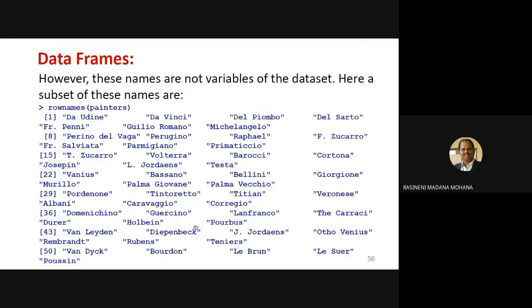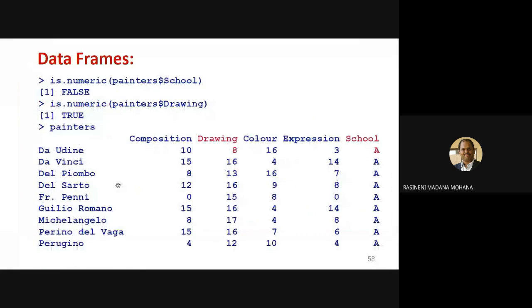Then similarly, if you want to display whether a particular attribute type is numeric or not, you can use the command is.numeric within function bracket. By using the dollar symbol, first use the data frame name, dollar, a particular attribute name. Now painters is the data frame name, school is one of the attributes of this painters data set. So is.numeric within function bracket painters dollar school. Is it numeric means it displays true or false, just a logical value.